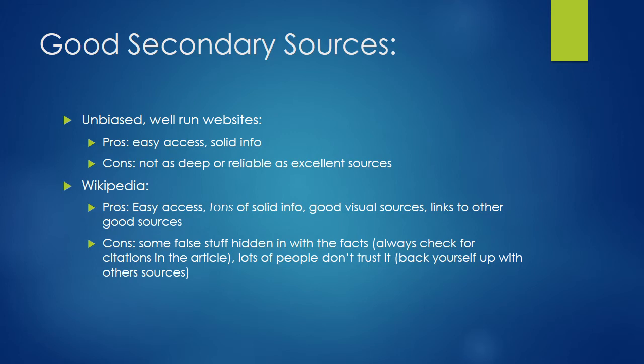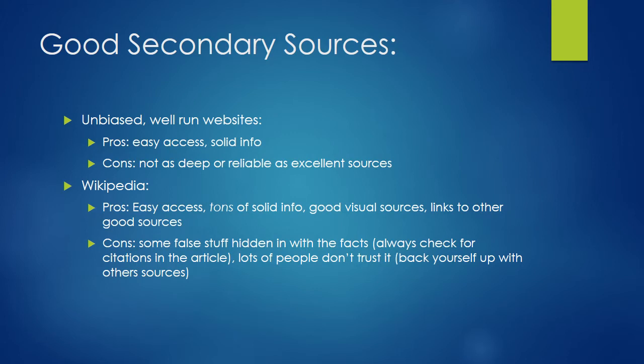And also we've got in this category Wikipedia. Now don't freak out. Do not freak out. Wikipedia is a useful historical resource as long as you use it well. And it's useful because it's got a lot of advantages. It's very easy to access, and it provides tons of solid information on every subject that you can imagine. It also gives really awesome visual sources, lots of really cool pictures, and it also gives links, usually down at the bottom, to other good online resources. Sometimes the links at the bottom of the entry are more useful than anything else on the page.